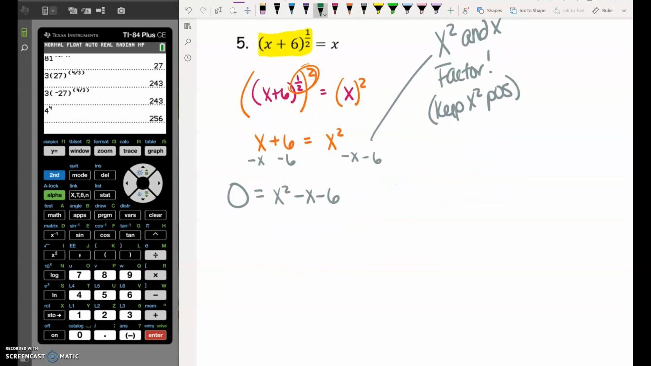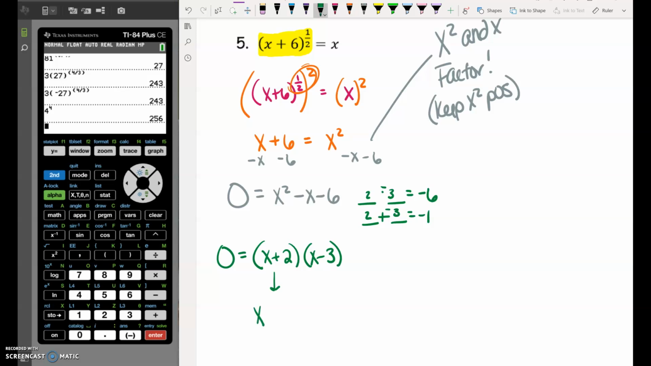We are looking for two numbers that multiply to give us negative 6 and add up to negative 1. I believe that would be 2 and 3. To make it negative 1, the 3 would have to be negative. So this is x plus 2, x minus 3, which means our solutions are negative 2 and positive 3. Red flag, two solutions. We need to check them both.